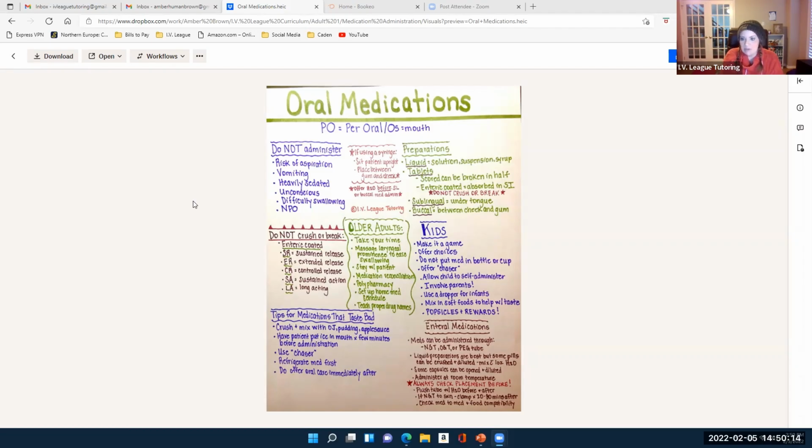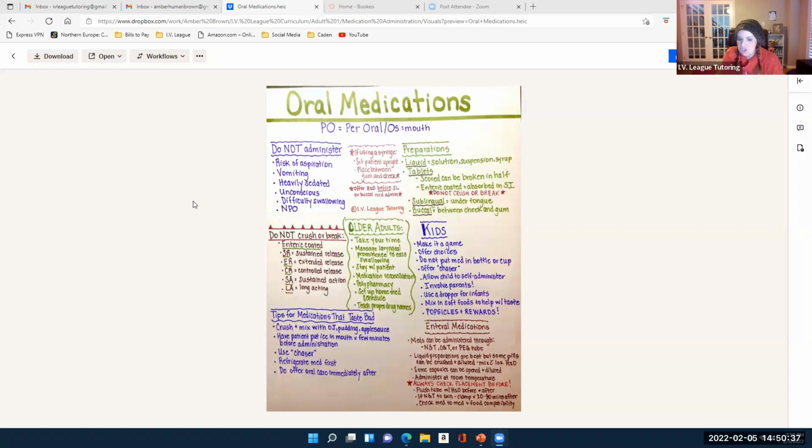Always check placement before. Even if you just gave a med 5 minutes ago and you're giving another one later, you have to check the placement of the tube. Now, PEG tubes and G tubes do not require placement checks because they're surgically implanted. But an NG tube or an OG tube can travel anywhere. It can go into the lungs, it can go anywhere. So you have to check placement.